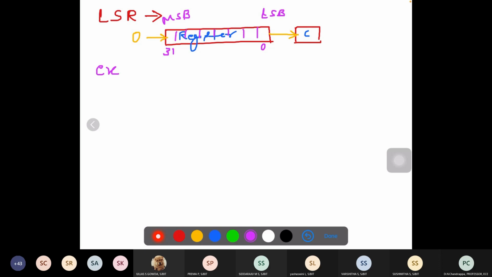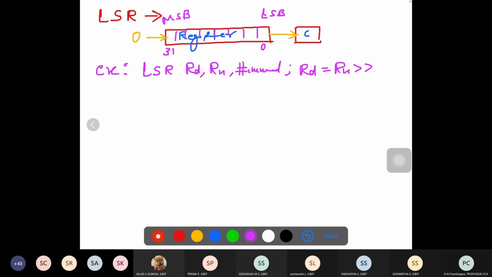Okay, and zeros are introduced towards the MSB bits, and all the bits are shifted towards the right. The number of bits we are going to shift will be decided by the operand. During the operand, they specify it. So now we'll take an example.